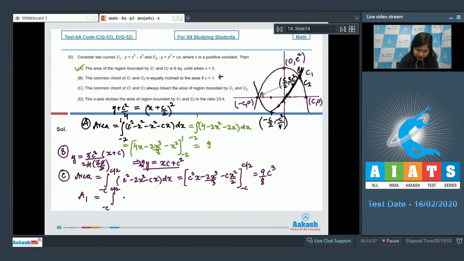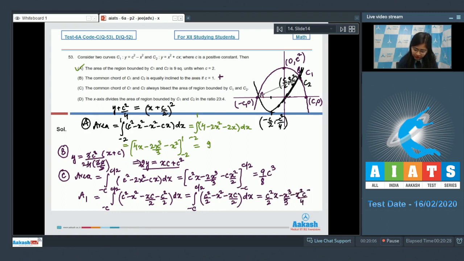Curve C1 is the integral of (c² − x² − xc/2 − c²/2) dx, from −c to c/2, that is the integral of (c²/2 − x² − xc/2) dx. That is c²/2 x − x³/3 − x² c/4, and the limit is from −c to c/2. Now solving this, we will get it equal to 9/16 c³.